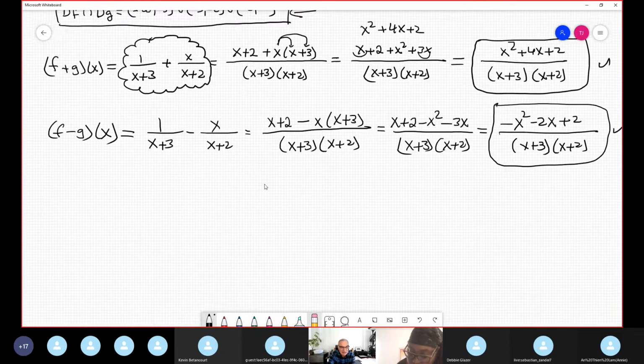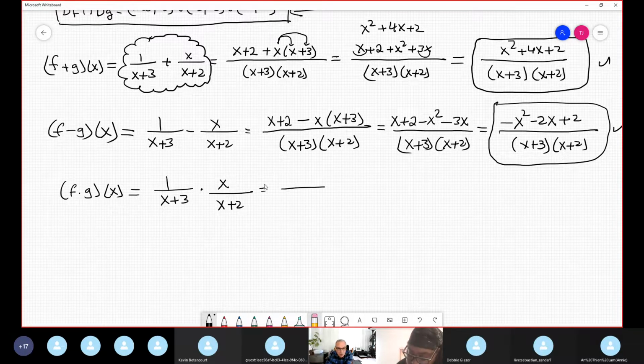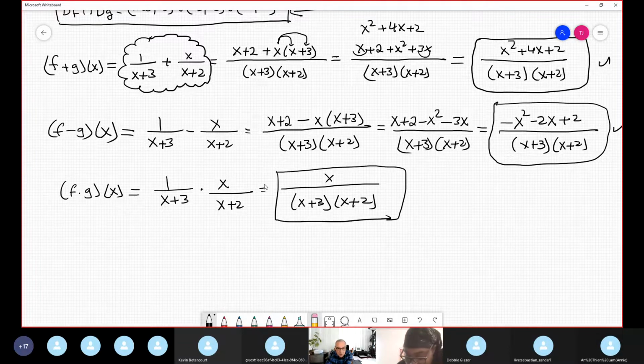Now multiplication. Multiplication is easier. Why? Because when you multiply two fractions, you don't need to find the least common denominator. There's only one, x plus 3, times x over x plus 2. You multiply top and bottom. 1 times x is x, and in the bottom we have x plus 3 times x plus 2. End of the story. We finish, because multiplication doesn't necessarily need the LCD. You only multiply numerator and denominator.